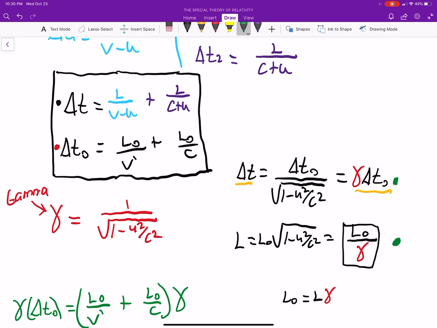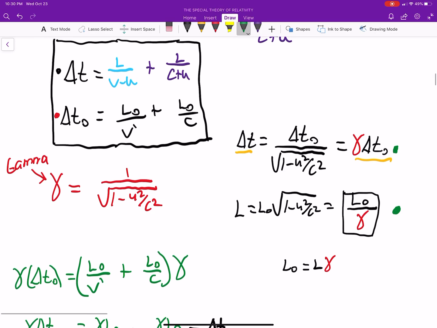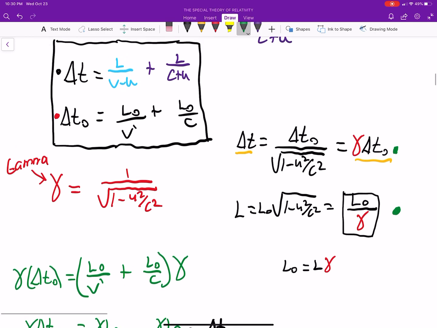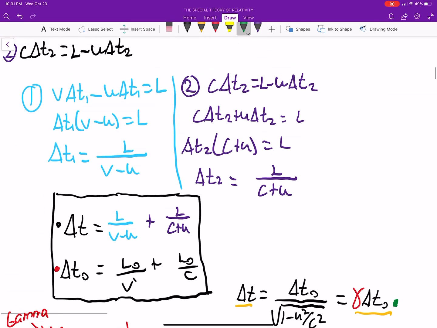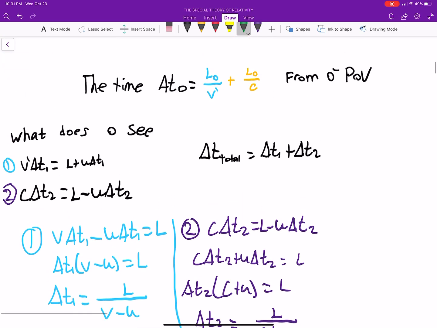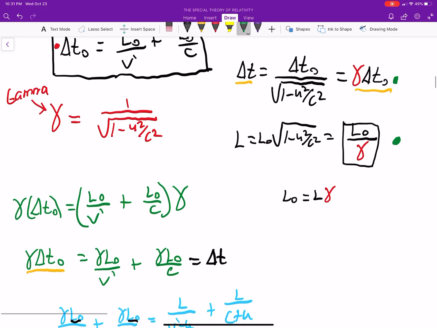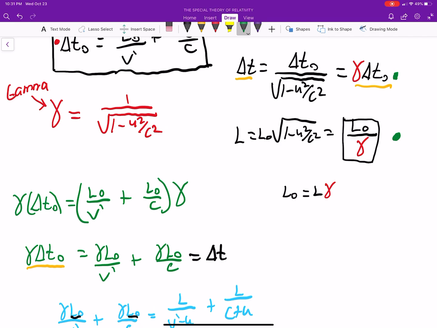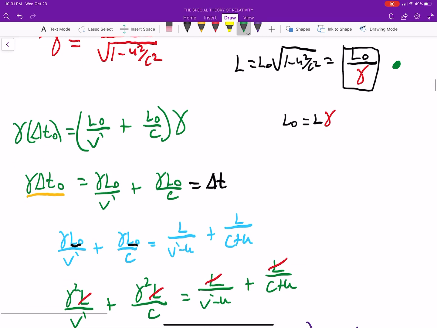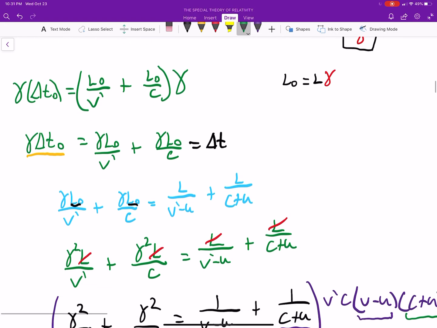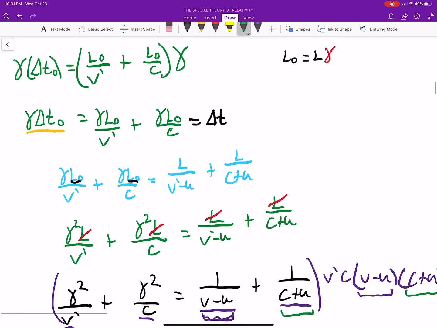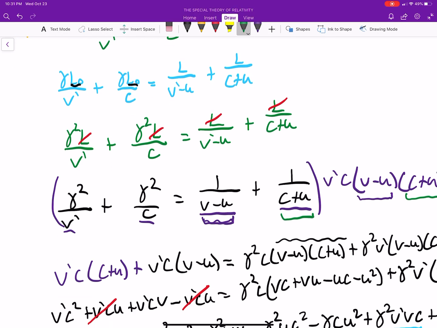Notice if we multiply delta t naught by gamma, right? Our delta t naught was equal to what's up here. So we multiply that whole thing by gamma, and you have delta t. That's this. Well, we can set our two delta t's equal to each other and replace L naught with gamma L, which gives us gamma squared. The L's drop. Multiply both sides of the equation by the denominators, so v prime, c, v minus u, c plus u.